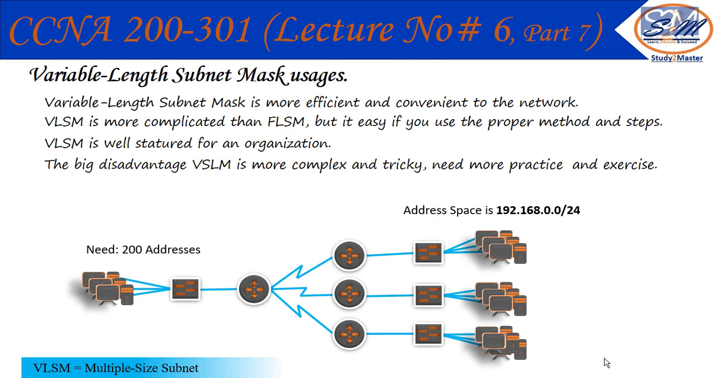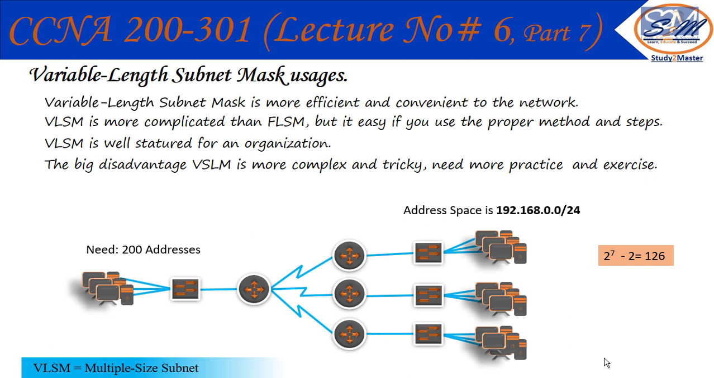VLSM is more complicated than FLSM. Why is it more complicated than FLSM? The process of dividing an IP address is the same for FLSM and VLSM, but with a little difference. We use FLSM with a fixed length subnet mask. Pretend you have 2 or 3 LANs, each LAN with the same subnet mask. For example, if you have 3 LANs, LAN A, LAN B, LAN C, each LAN will require 30 hosts with the same subnet mask and the same CIDR.